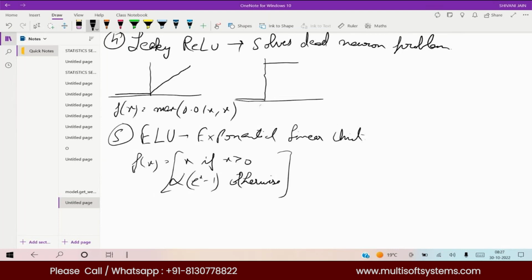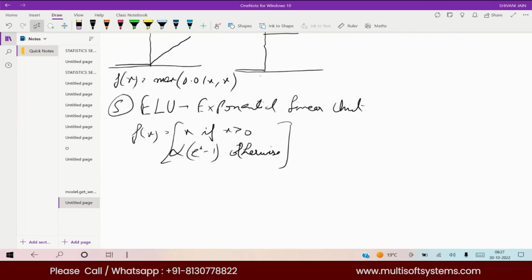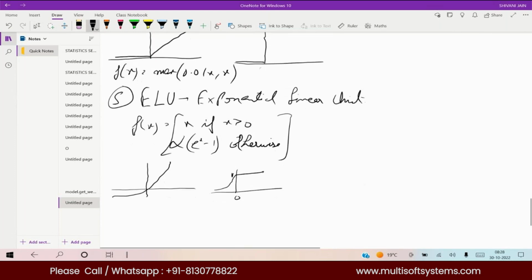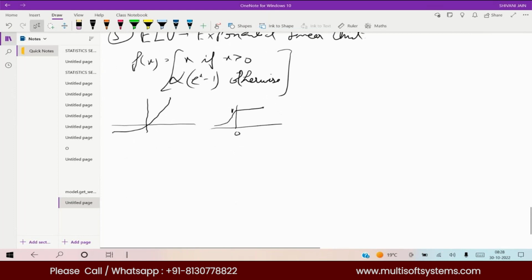If I talk about the chart for this, and this is for the derivative, this value is 1. So I'm saying if x is greater than 0, then the value will be x, the straight line, the same one which was there in the ReLU function. And for the other part it is e raised to the power x times alpha. Alpha can be any value. Then we have the softmax function.